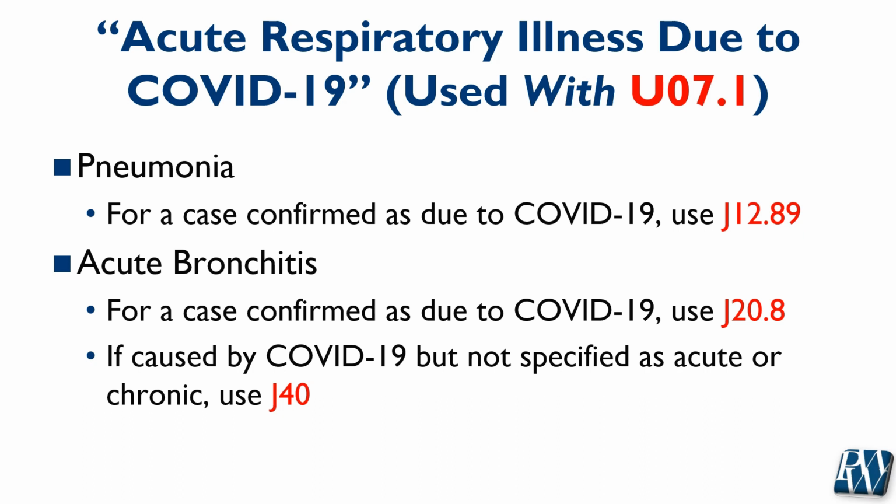With U07.1, there may be some associated codes that you also want to use. For example, with acute respiratory illness that is caused by COVID-19, conditions such as pneumonia. For a confirmed case of pneumonia that is caused by COVID-19, you would use code J12.89. For acute bronchitis caused by COVID-19, we have code J20.8. And if caused by COVID-19 but not specifically acute or chronic, you can use a more general code. That would be code J40.